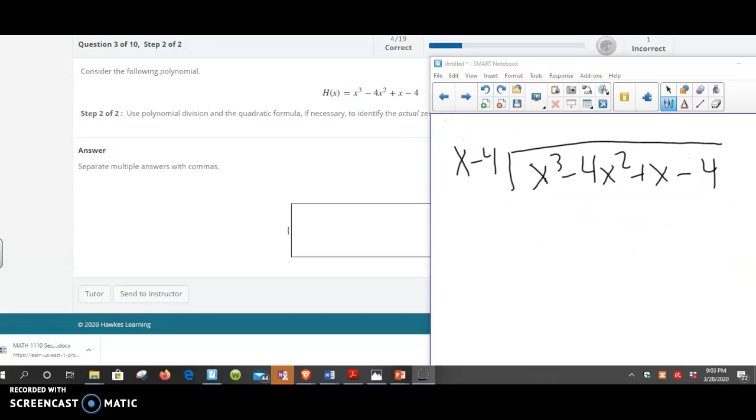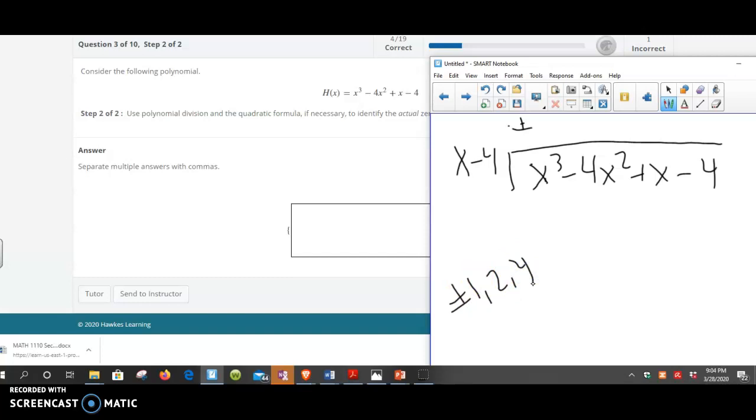All right, now number 2, part 2 of this problem asks us to use polynomial division to find the quadratic formula. Well, we can't use the quadratic formula yet because we have a third degree, so we have to change that to a second degree. So we know that it was plus or minus 1, 2, or 4 in the previous problem.